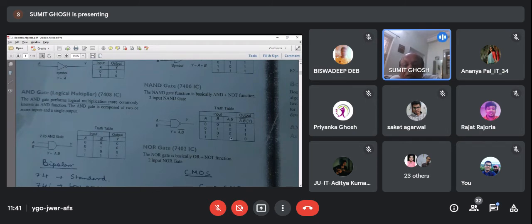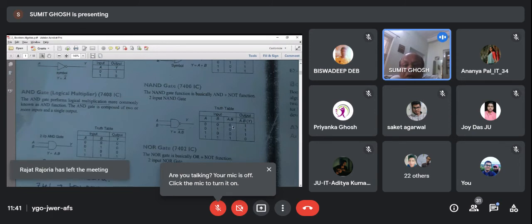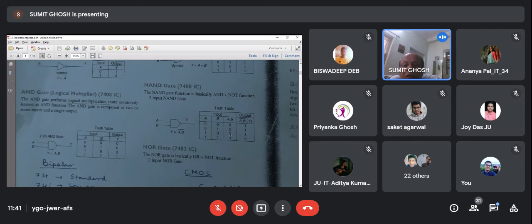Now, after this AND function, we add a NOT function. So this output is just an inverse, or the complement, of this. So 0 becomes 1, 0 becomes 1, this 0 becomes 1, and 1 becomes 0. Clear? And this representation is A and B. You see for the NAND gate, it is A and B with a bar here. Bar means complement. Is this clear?